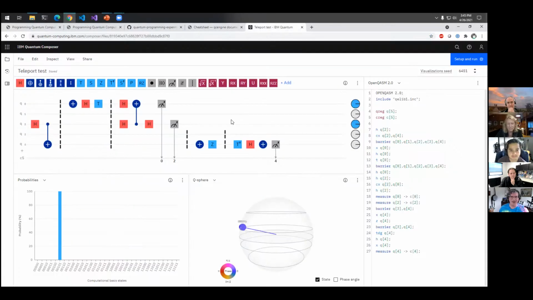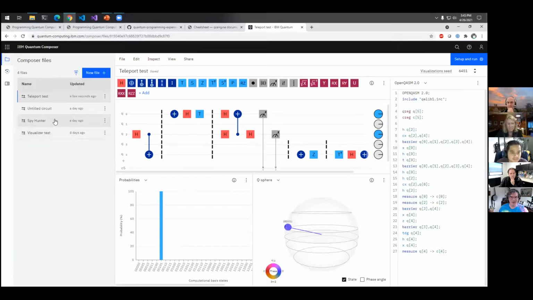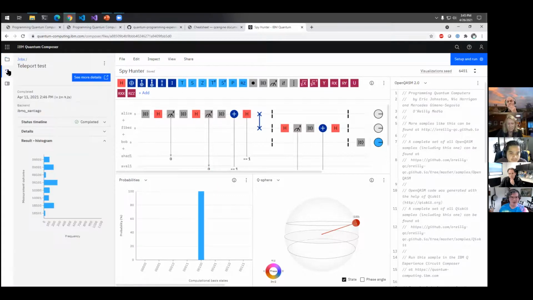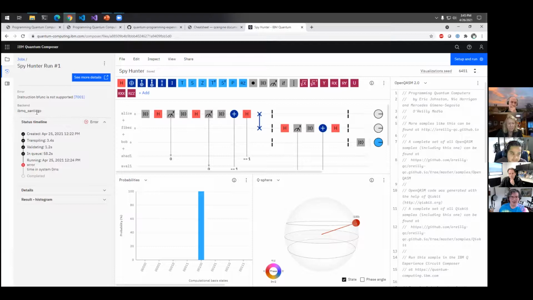The one other thing that I found interesting actually goes to the next point, which is the Spy Hunter example. So I loaded up the Spy Hunter example in the IBM Composer, and then I ran it against, I believe it was IBM Q Santiago. Oh, wait, that's not the right one. Go back to my jobs. There we go. So I ran it against IBM Q Santiago and I got an error. So it actually didn't work. And the error I got was: instruction bfunc is not supported.